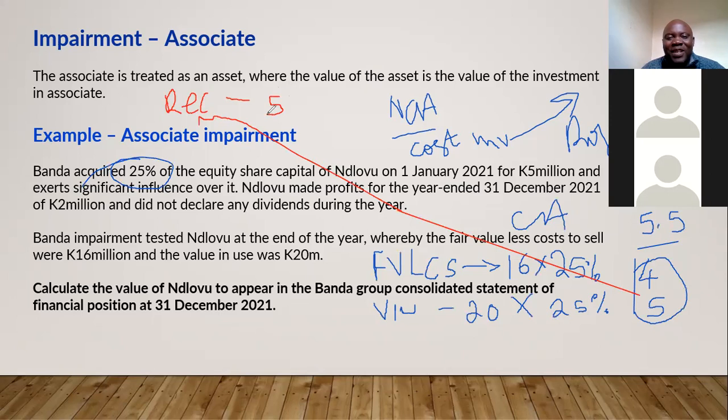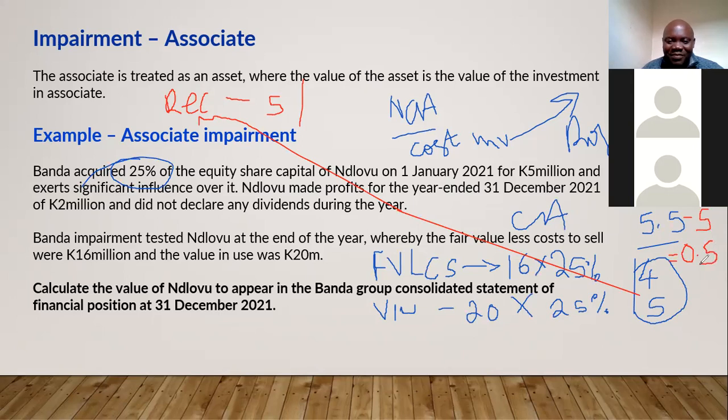So here now, what does it mean in terms of the impairment? You have the carrying amount of 5.5 minus the recoverable amount of 5. What is the impairment? The impairment will be 0.5, right? Yes.